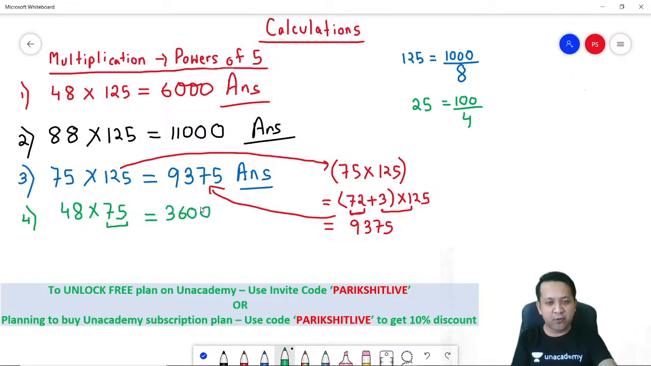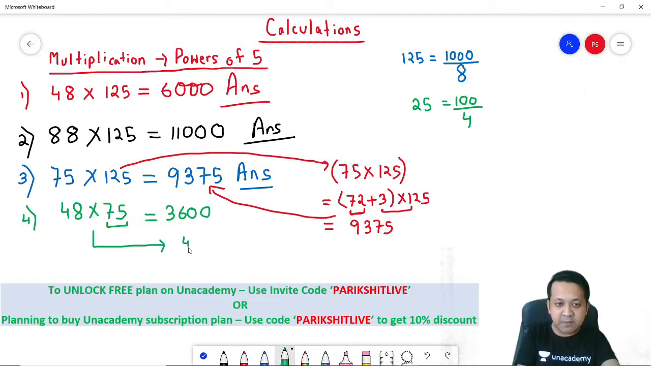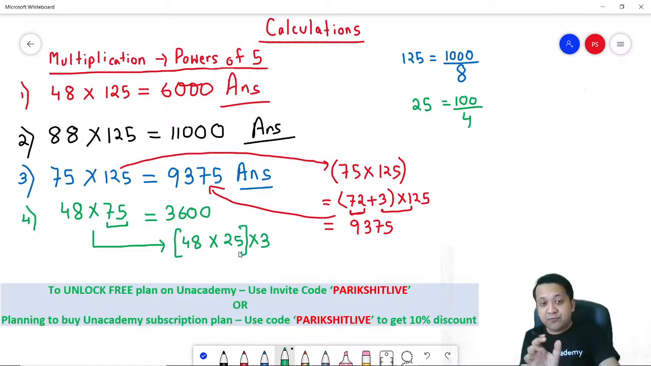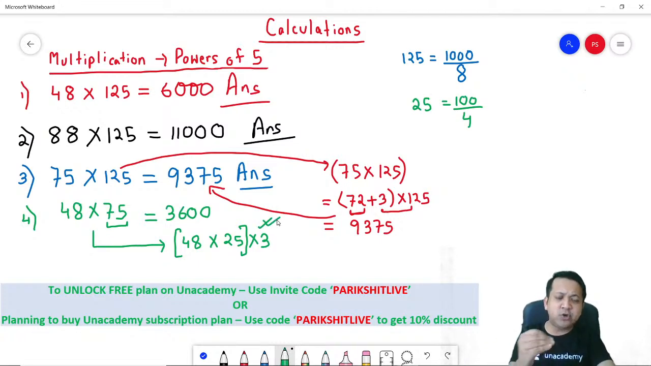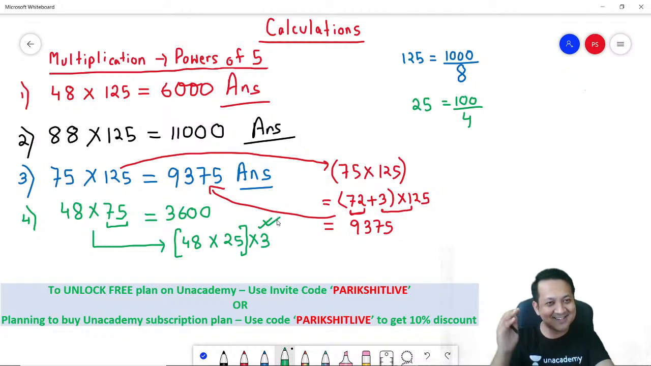Do you follow? Again, in case you are wondering what is happening, 48 into 75 can be visualized as 48 into 25 into 3. Do you agree? 75 is 25 into 3. You already know the shortcut for this part, 48 into 25. Apply the shortcut, get your answer, which is 1200. And then you say into 3 at the end, because 75 is 3 times 25. So 48 into 25 is 1200 and 1200 into 3 is 3600.